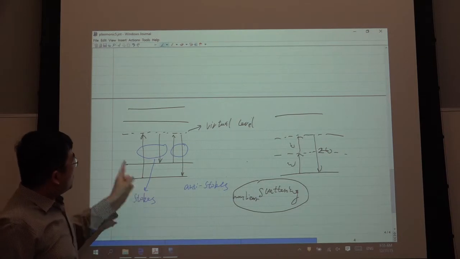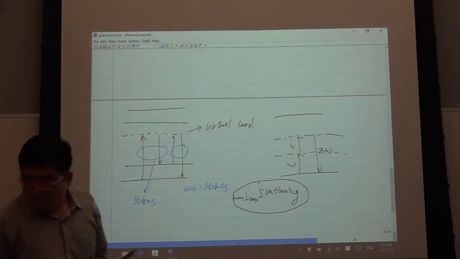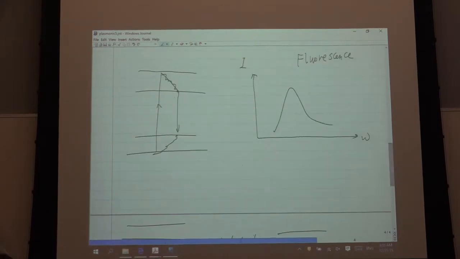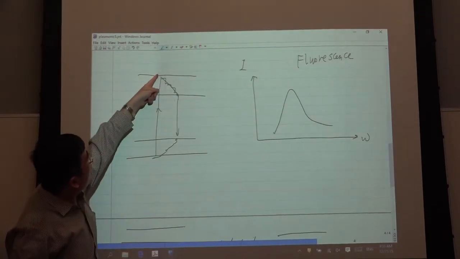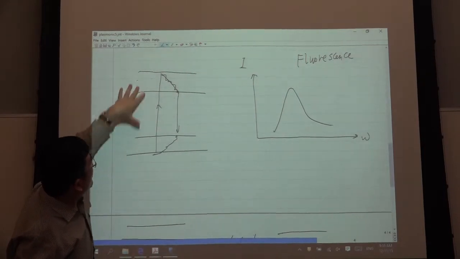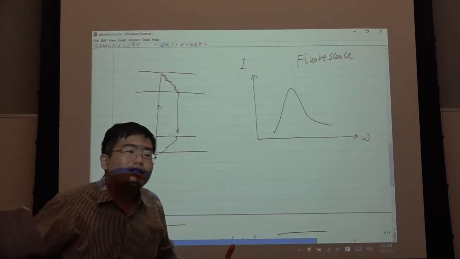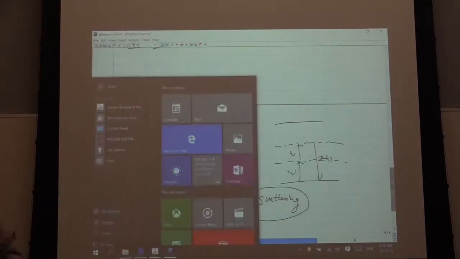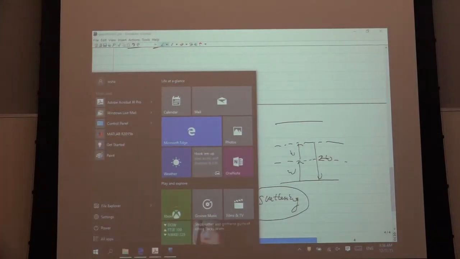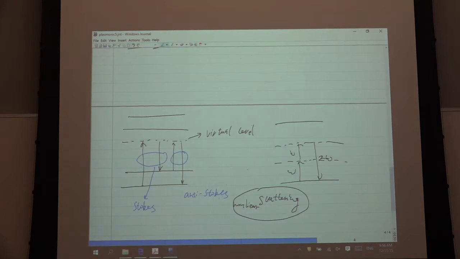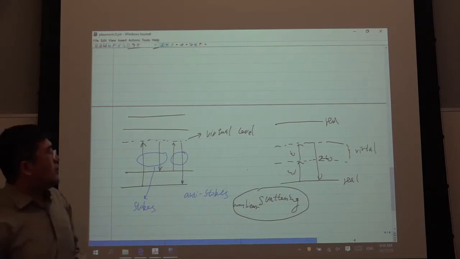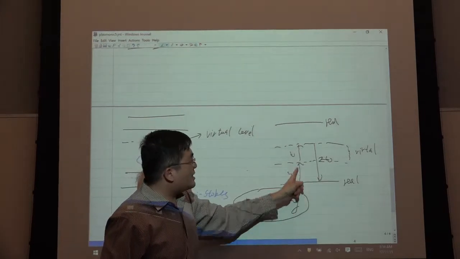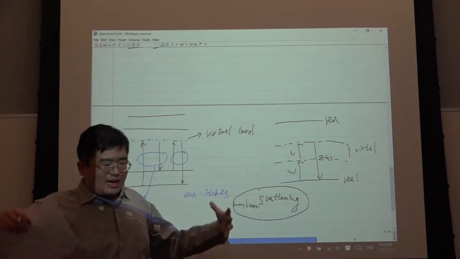Why? If you do a resonance case and jump to a real electronic state, every state is a real electronic state, and they have very strong absorption. Here is a virtual level. This is a real level. This is a real. This is a virtual. When I go to the virtual level, typically the absorption is weak. It's just a nonlinear effect.